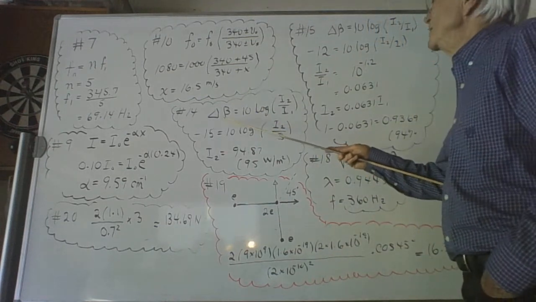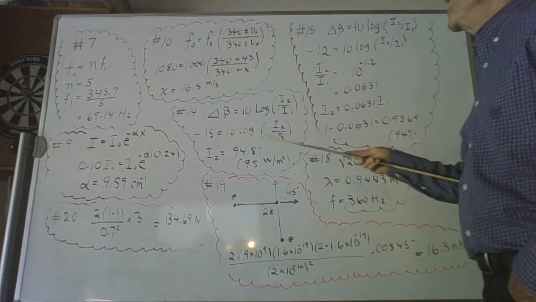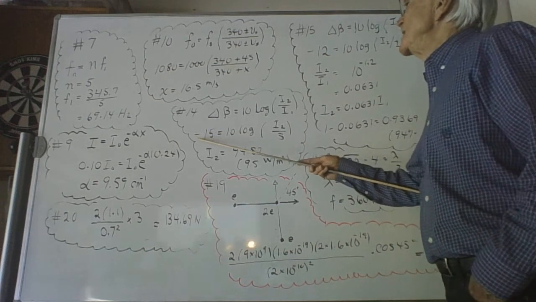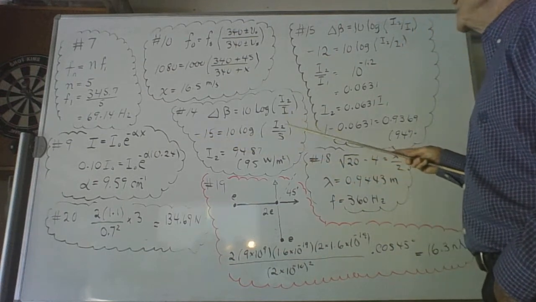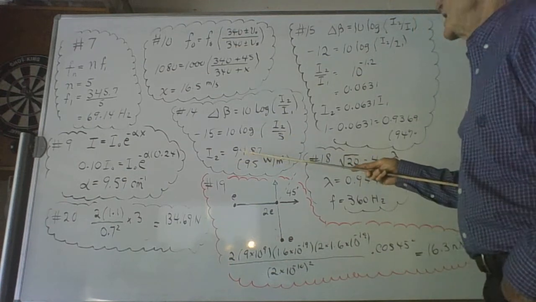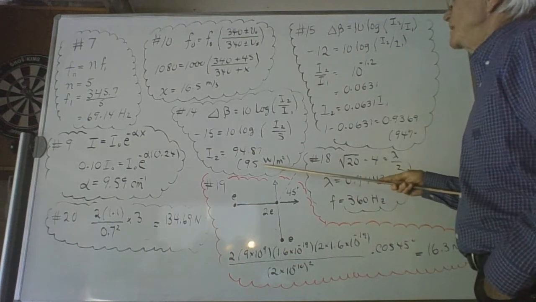Number 12, the change in the decibel level is given by this equation. We see that the decibel level change is negative 15 dB. Substitute in the intensity initially was 3. Solve this equation for I2, and you get 94.87, rounded off to 95 on the exam.